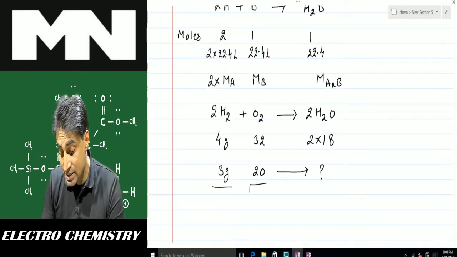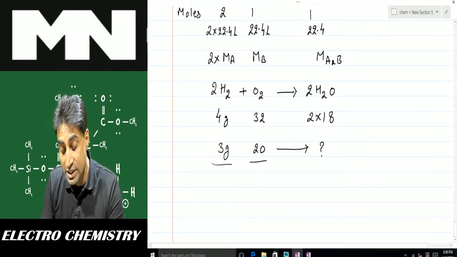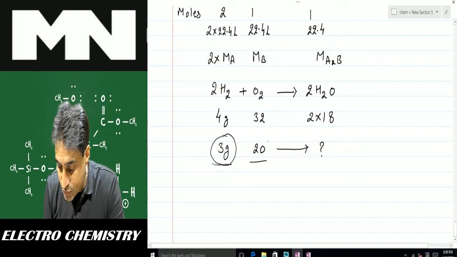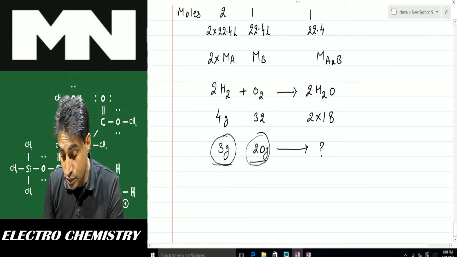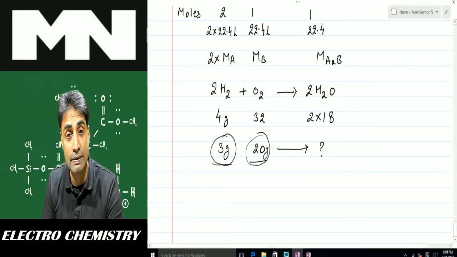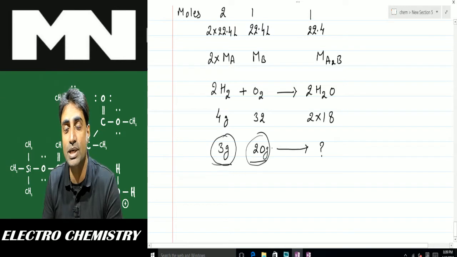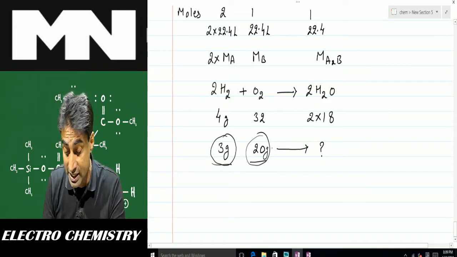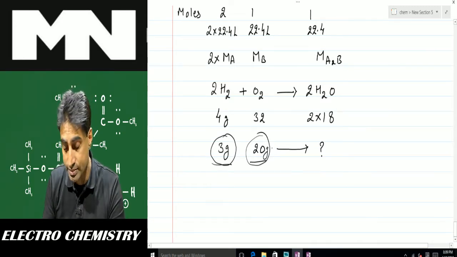Well, how will we determine the limiting reagent in this case? We are not supposed to just look at the weights which are given to you. Because if you have a look at these weights, 3 grams of hydrogen is reacting with 20 grams of oxygen, and if you compare them, it may seem that hydrogen is in lesser quantity. So you may conclude that hydrogen is the limiting reagent, but it is not like that. We have to use stoichiometry.